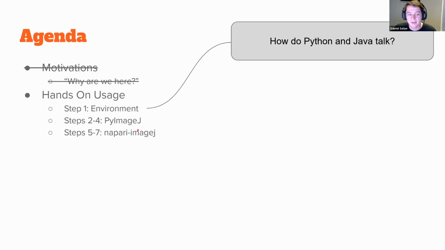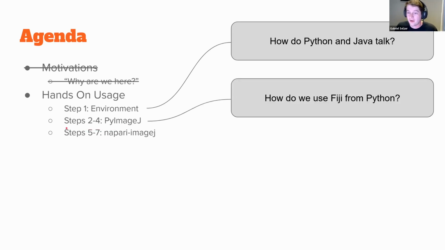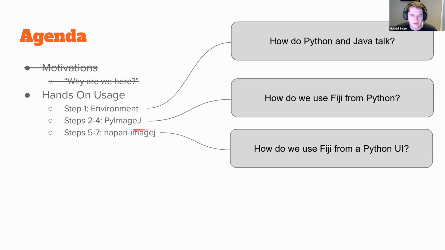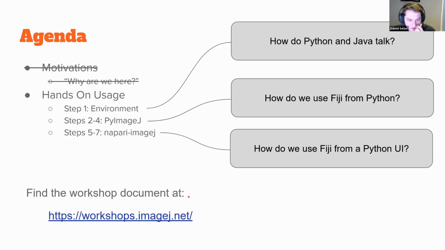And then there's a couple of steps outlining the PyImageJ technology, which is how you end up using Fiji from Python. And then there's the Napari ImageJ technology, and the final steps are about that. Napari ImageJ is a plugin for Napari, as it says in the name, and its goal is to provide you a nice Pythonic user interface that you can use to access everything from Fiji. And so now we can look at this document.